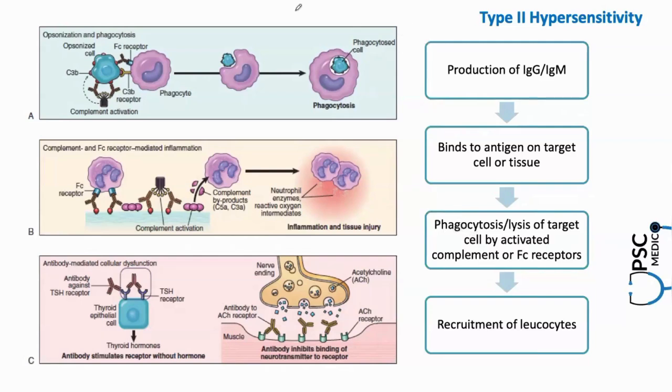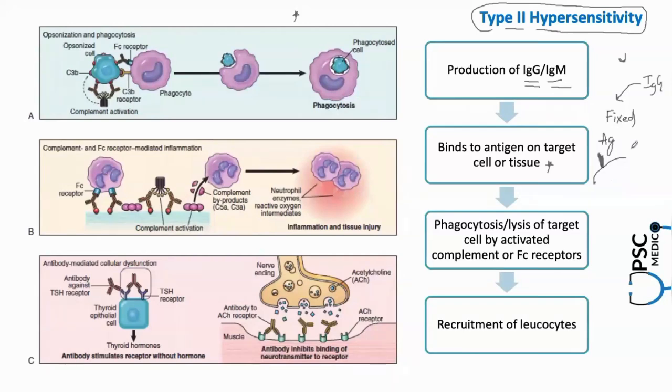But before going into the details of the picture, if you want to remember type 2 hypersensitivity, just remember this flowchart. There will be production of antibodies, IgG and IgM, and they bind to the antigen on target cells or the tissue. So it's a fixed antigen here. The antibodies which are produced in the body are binding to the fixed antigen which is present on the cell. So why am I stressing this fixed antigen?